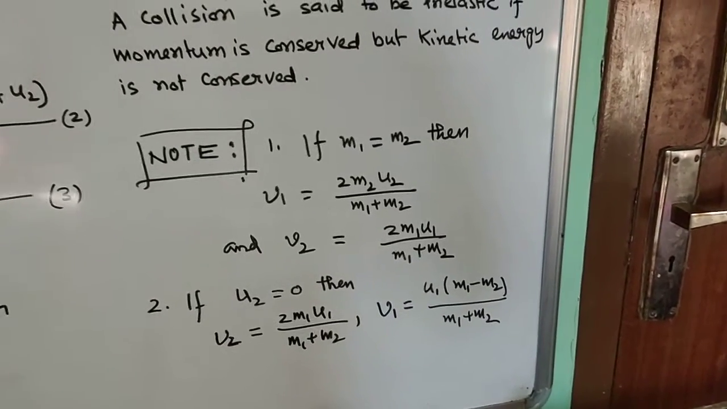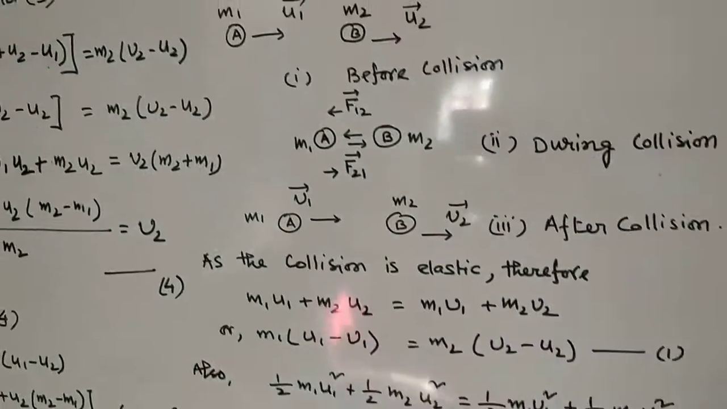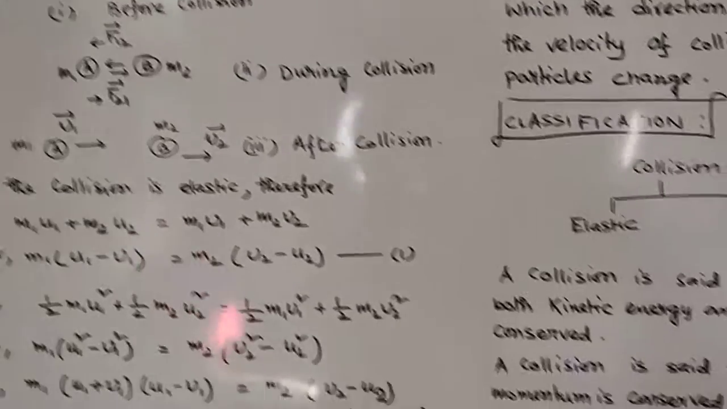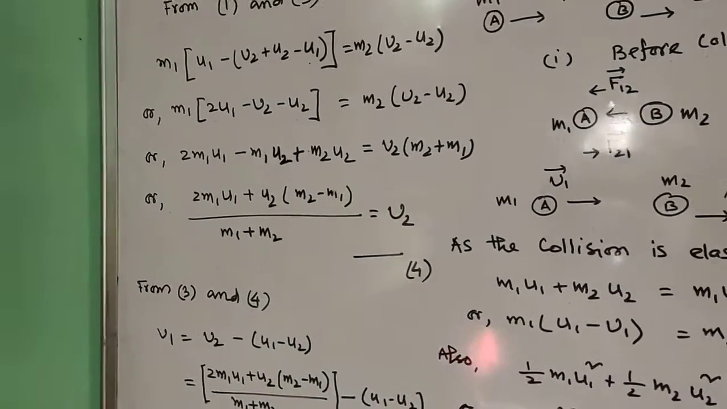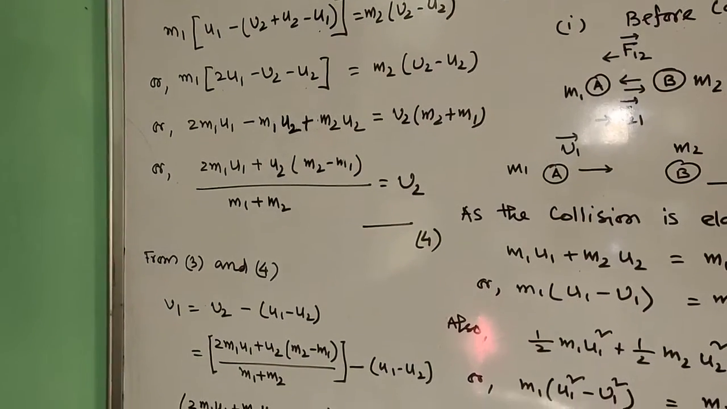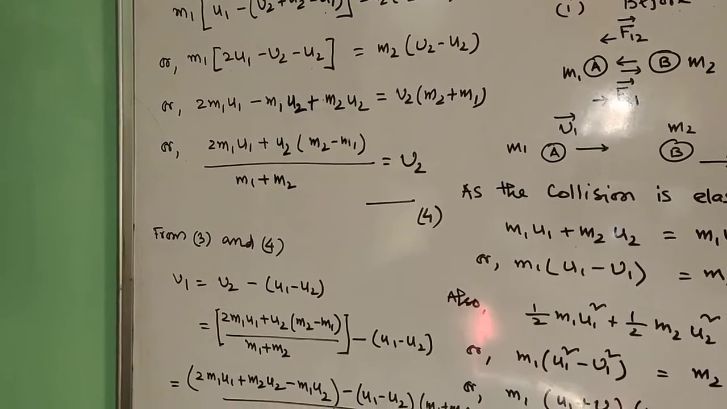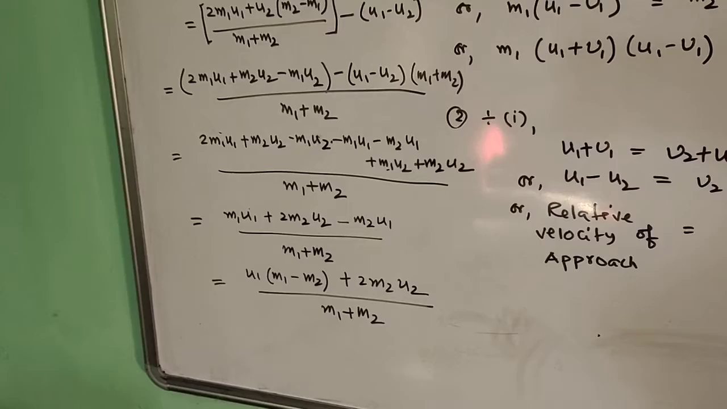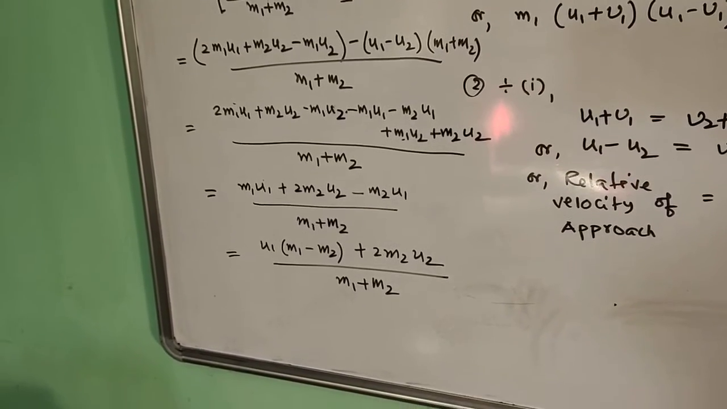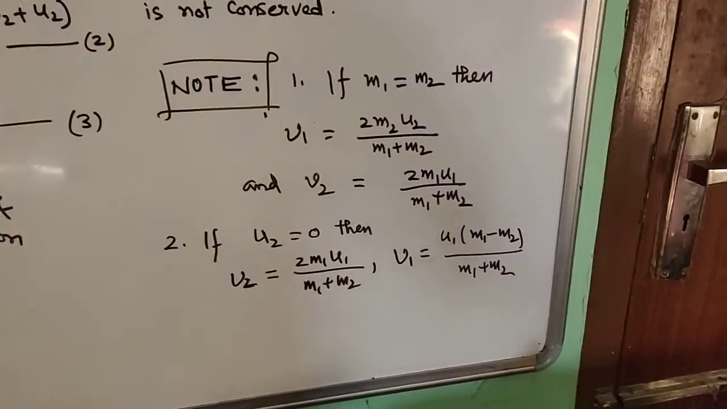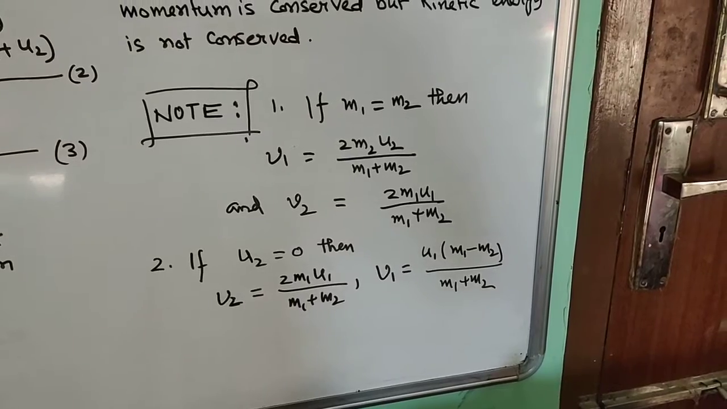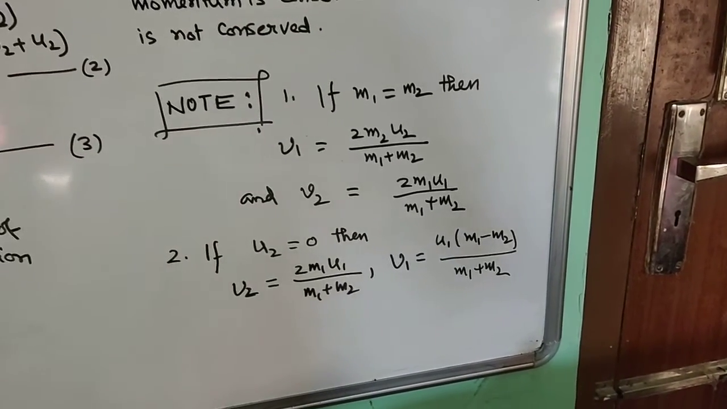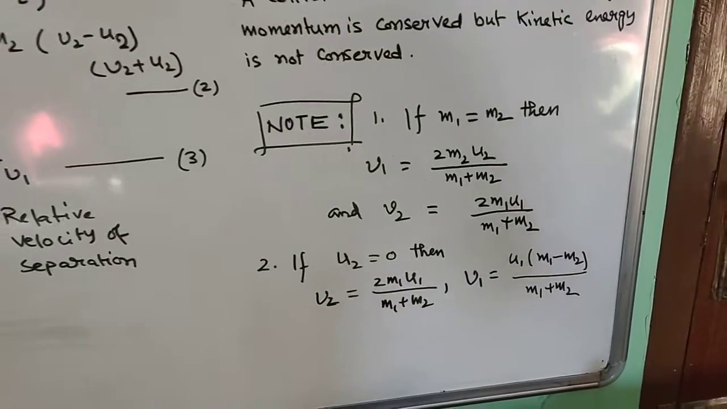Now if you consider initially one object is at rest and another one is moving. If you consider u2 at rest, then you can substitute u2 equals 0, then v2 is 2 m1 u1 by (m1 plus m2), and v1 is u1 (m1 minus m2) by (m1 plus m2). So these are the possible cases. You can consider some more cases: if m1 is greater than m2 or if m2 is greater than m1, what will happen?